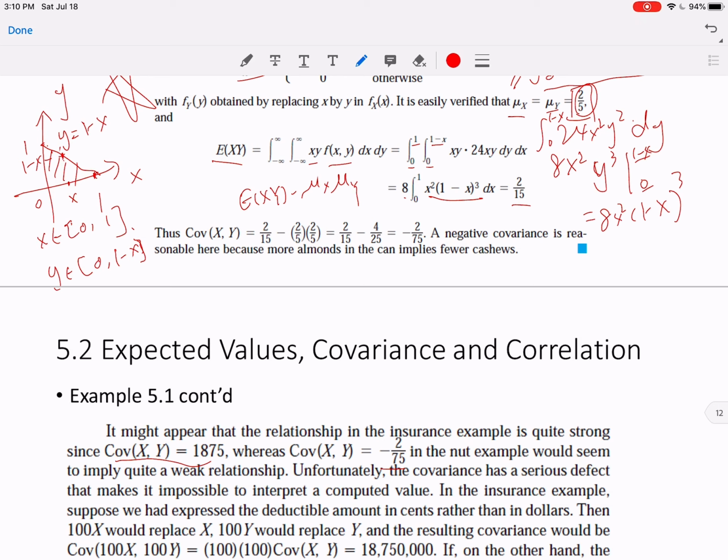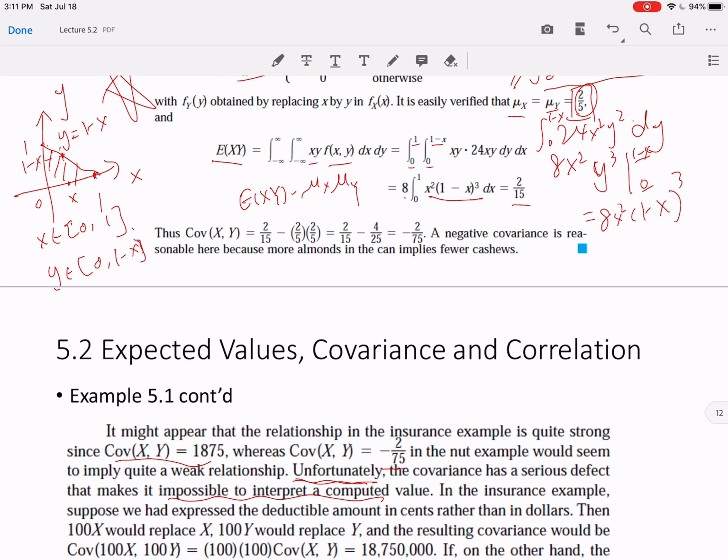In this example, that seems to imply quite a weak relationship. Unfortunately, the covariance has a serious defect that makes it impossible to interpret a calculated value.